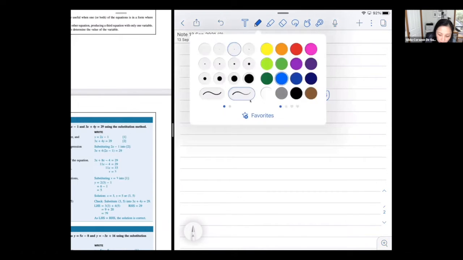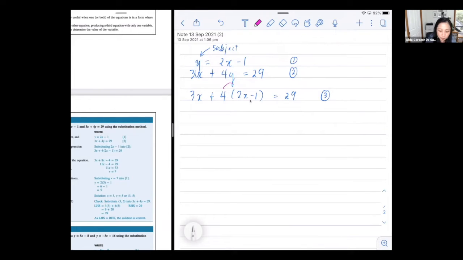Okay, so for us to do that, we can simplify the left side. We would want to distribute the 4 into each of the terms inside your brackets to have what? 3x plus 8x minus 4 equals 29, right? So what I did was to just distribute the 4 to 2x. 4 times 2x gives me 8x. 4 times -1 gives me -4. Okay, now I can combine these two, adding 3x and 8x. I get 11x minus 4 equals 29.